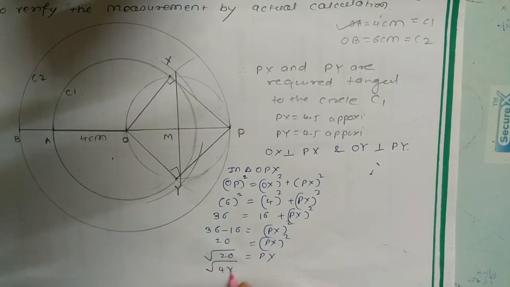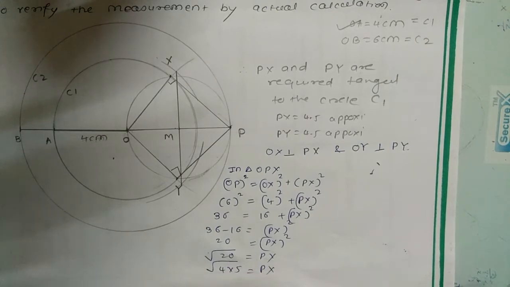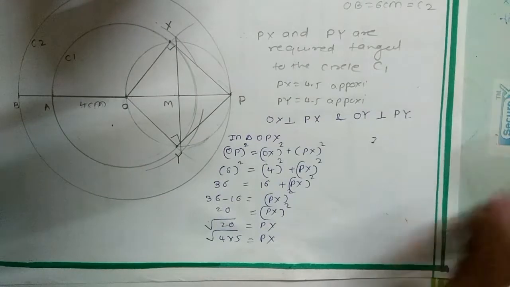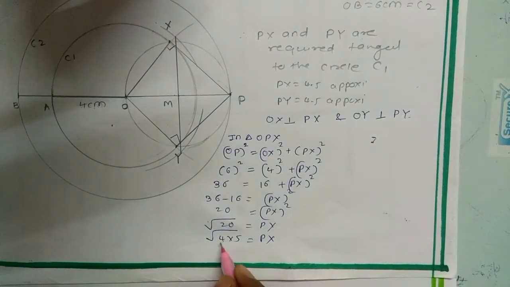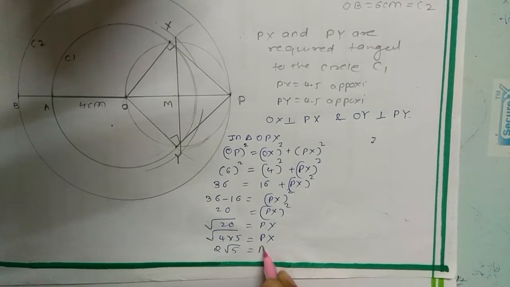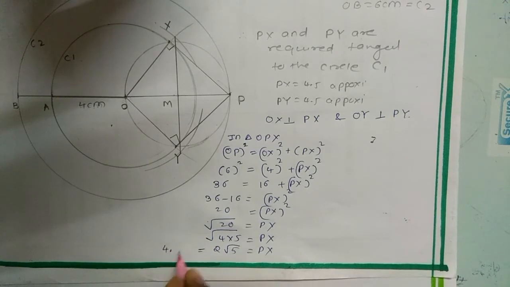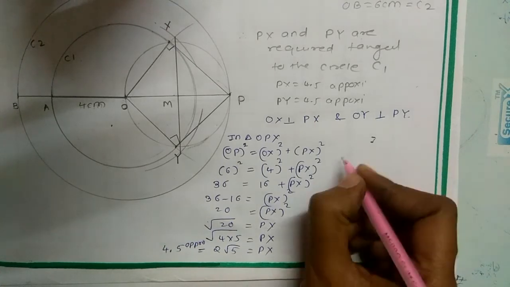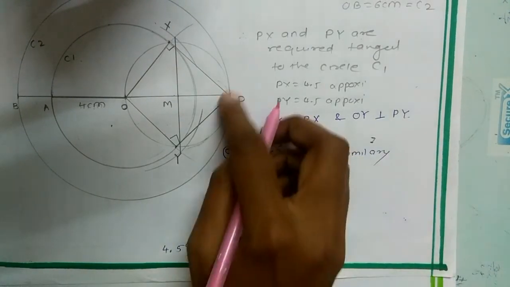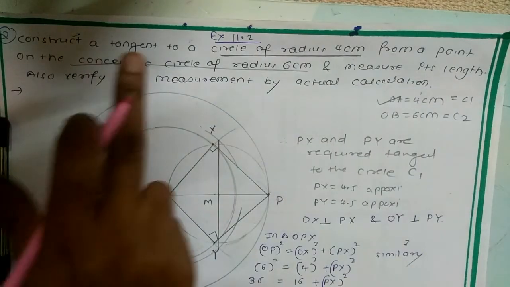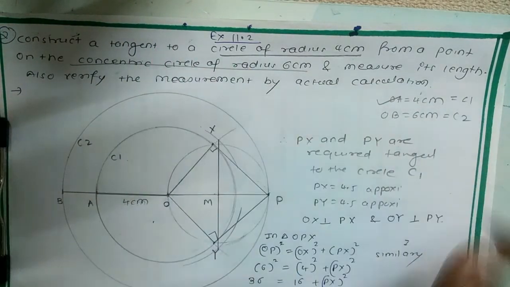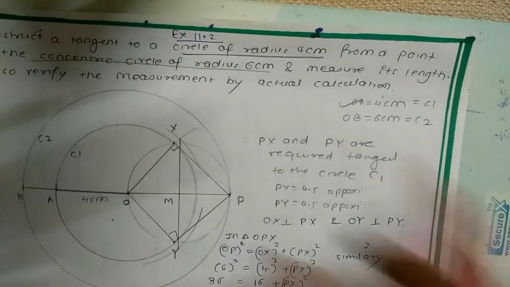So we'll write this as 4 fives are 20, to split 20 as a product of one square number and another normal number. So square root of 4 is 2, into root 5, equals PX. If you find the square root of 5 and multiply with 2, that will come to approximately 4.5. Similarly you can find it for tangent PY. But here in the question only construction of one tangent is asked. Only for one tangent you have to give the justification, that is called the actual calculation.